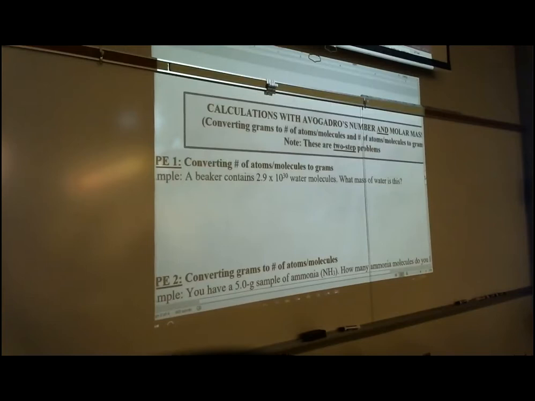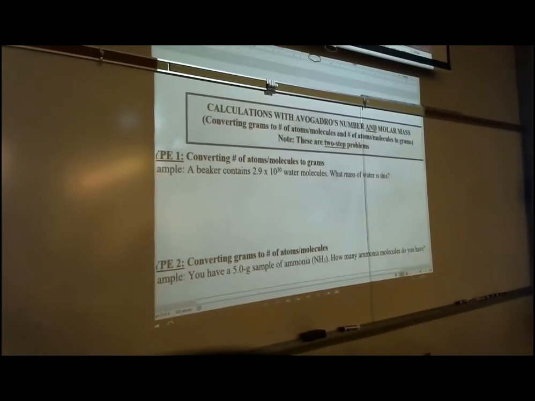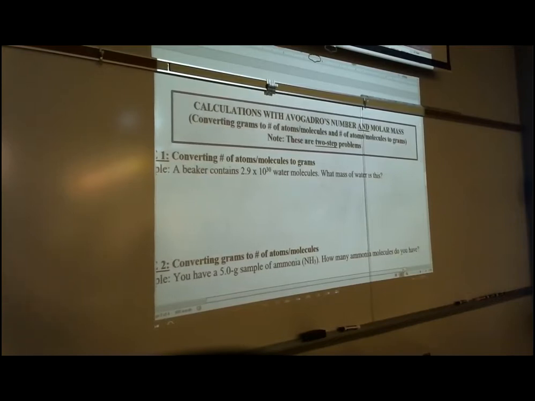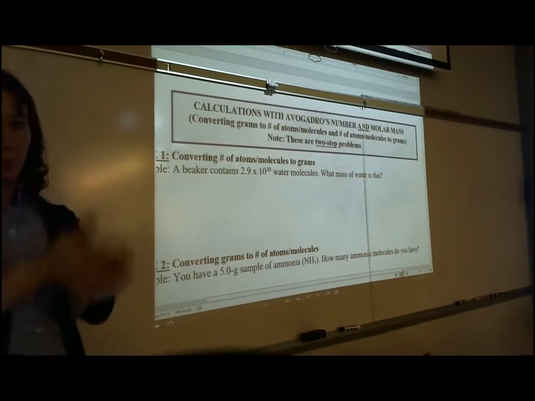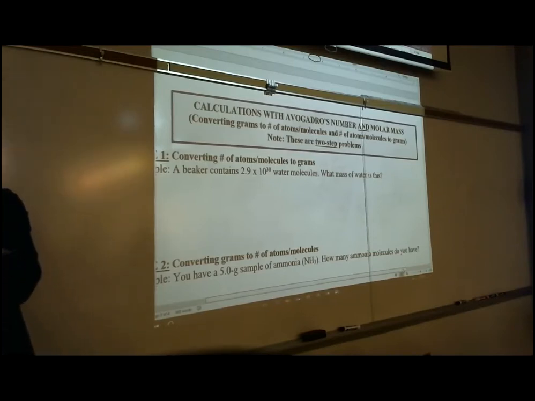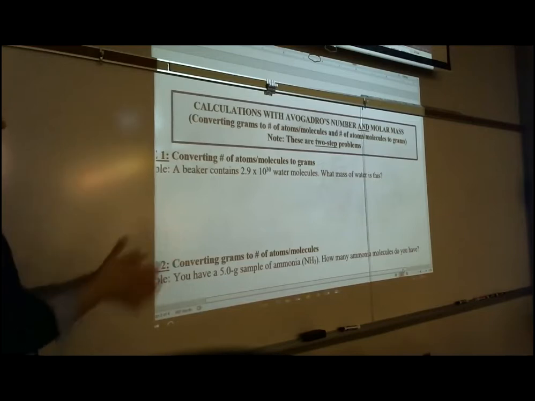Calculations with Avogadro's number and molar mass. So you're putting it together, right? These are, by definition, going to be two-step problems because you can't go straight from atoms to grams. I don't have a conversion factor that allows me to go from atoms to the mass of those atoms. I'd have to convert atoms to moles, then moles to grams, or vice versa: grams to moles, then moles to atoms.